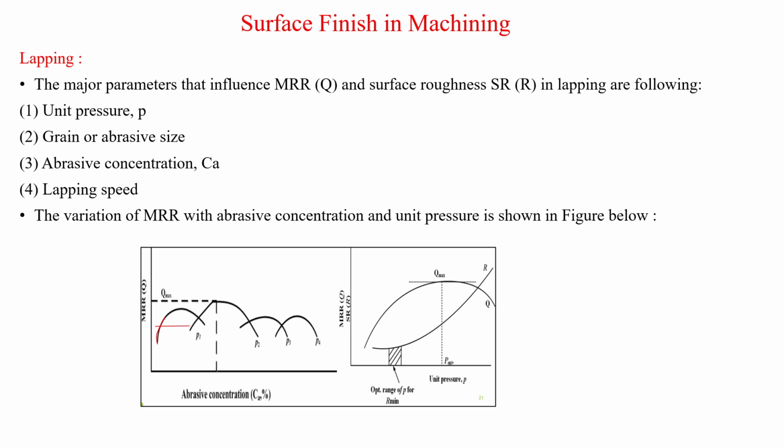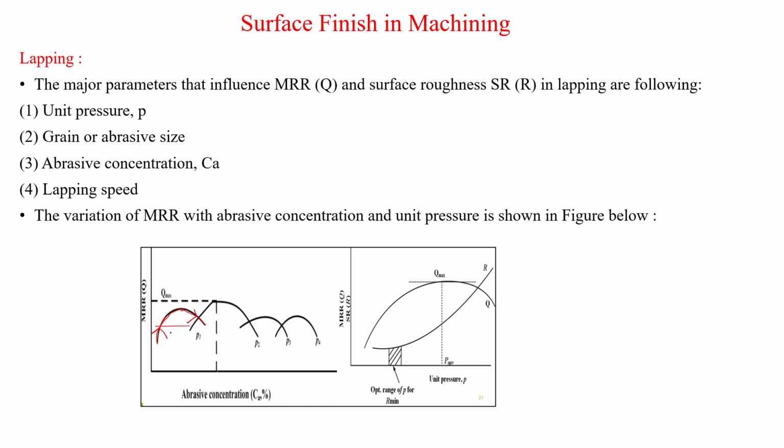Okay, fine. So we were talking about the graph between the material removal rate and the abrasive concentration. You see, when you increase the abrasive concentration, the MRR increases. So it is very good for us, but after a certain point it starts decreasing. After it reaches the maximum value, it starts decreasing, right?